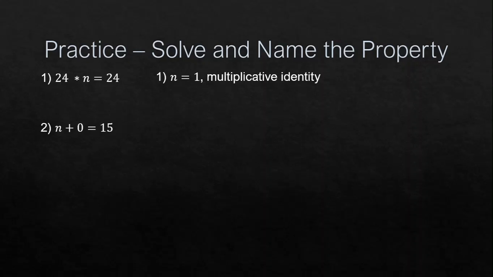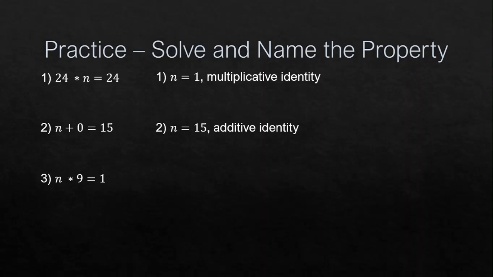Okay, number 2, let's try this. We've got n plus 0 is equal to 15. Okay, if n plus 0 is equal to 15, then n has to be 15, and that is because 0 is the additive identity. And then number 3 here, n times 9 equals 1.